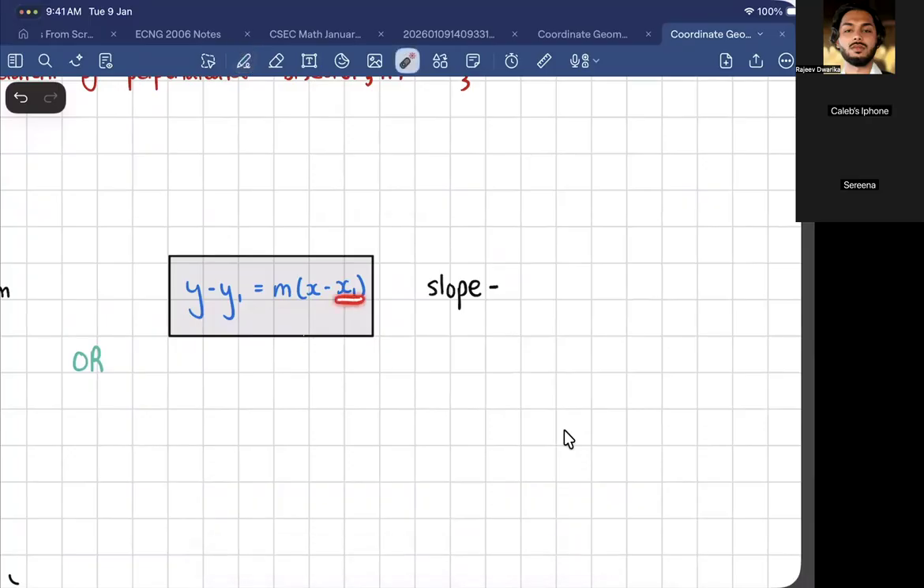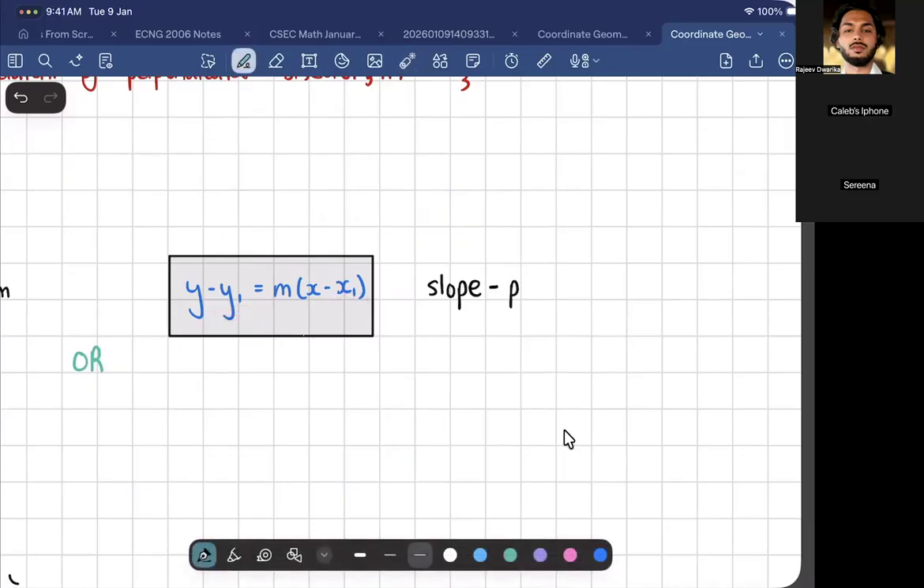Notice we have x1, y1. That would correspond to our what? It's simpler than it looks. x1, comma y1. What does that stand for? Our what? P. Point. A point. So this is referred to as the slope point form.